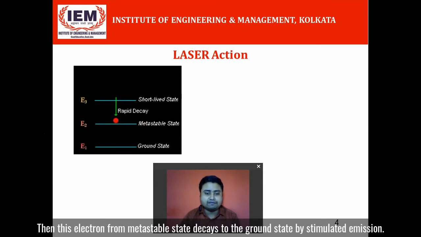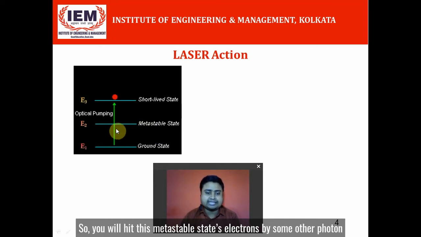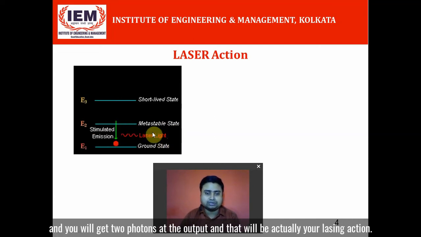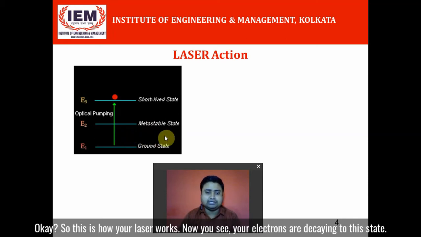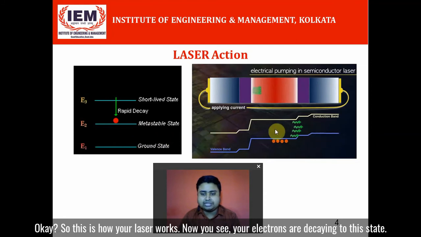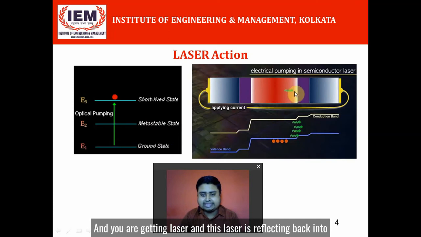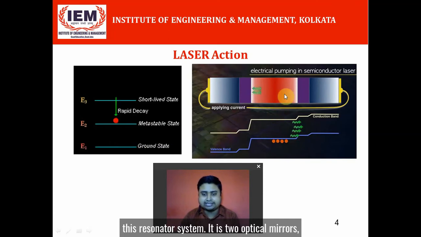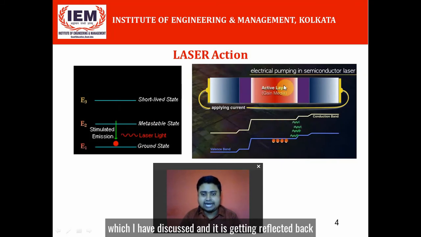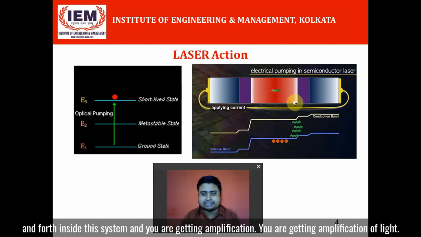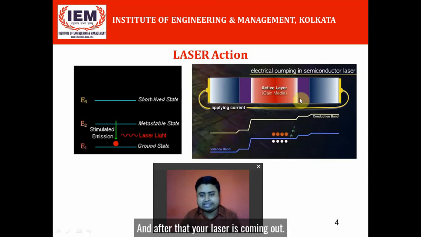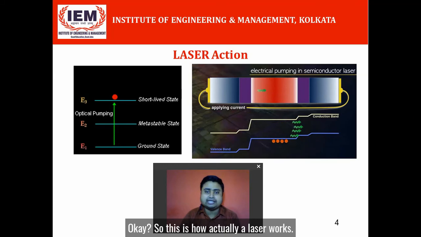Then the electron from the metastable state decays to the ground state by stimulated emission. So you will hit these metastable state electrons with some other photons, and you will get two photons at the output, and that will be your laser light. Okay, so this is how your laser works. Now you see, your electrons are decaying to this state and you are getting laser light, and this light is reflecting back in these two resonator systems. It is two optical mirrors which I have discussed, and it is getting reflected back and forth inside this system, and you are getting amplification of light, and after that your laser is coming out. Okay, so this is how your laser works.